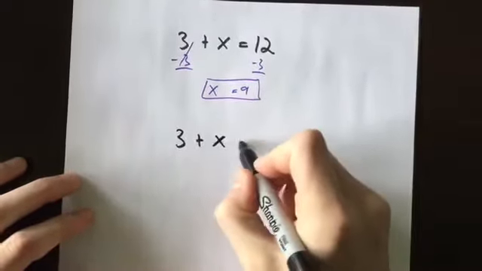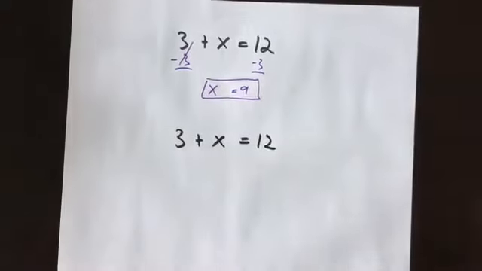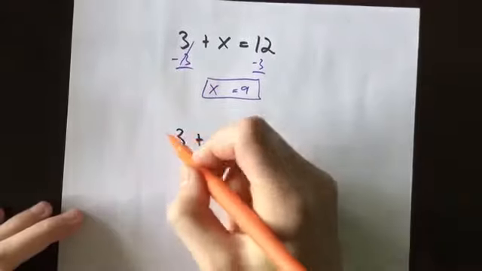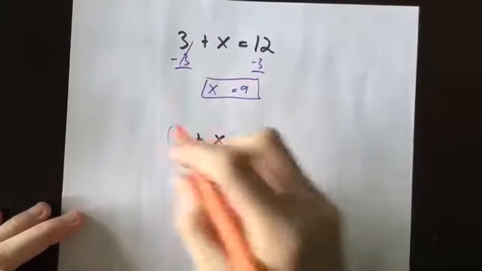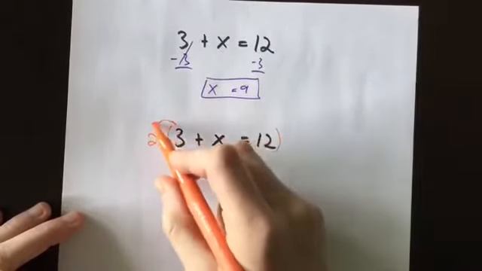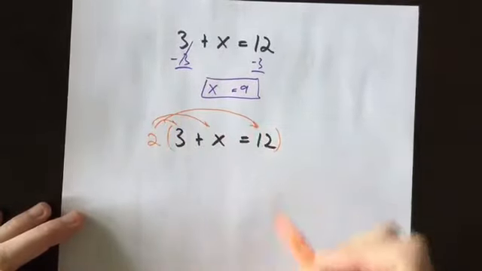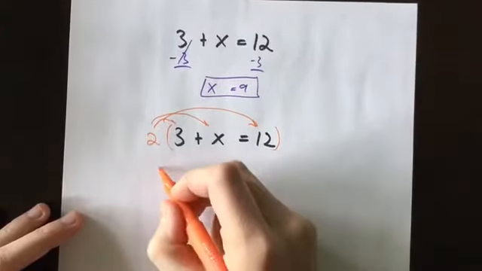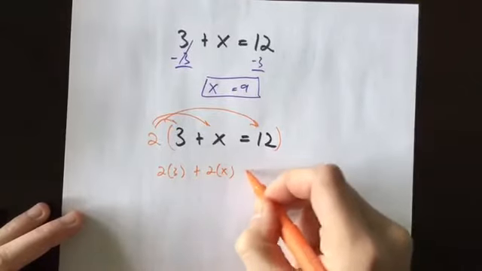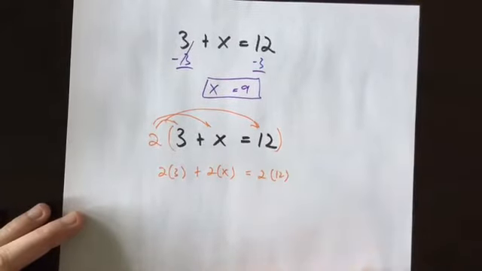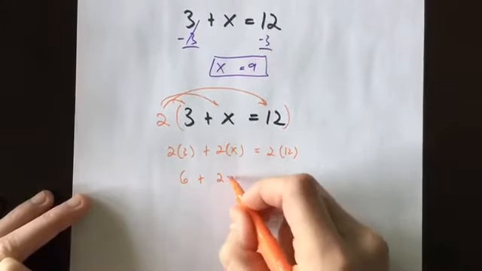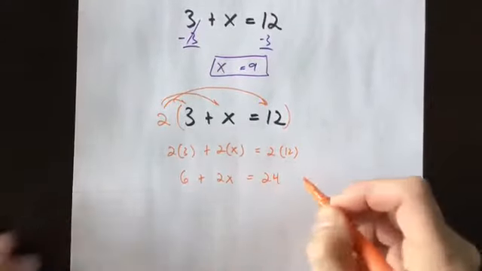So I'm going to take that same equation, 3 plus x equals 12, but this time, instead of just going ahead and solving it, I'm going to take the entire equation and multiply it by 2. So we're sort of distributing that 2 to each and every term in the equation. So we're really doing 2 times 3 plus 2 times x equals 2 times 12. Really making the equation 6 plus 2x equals 24.